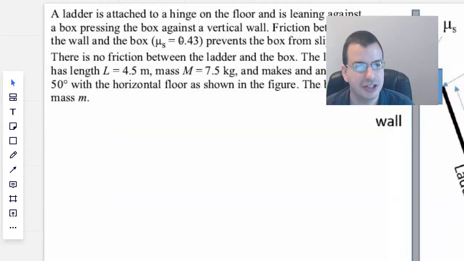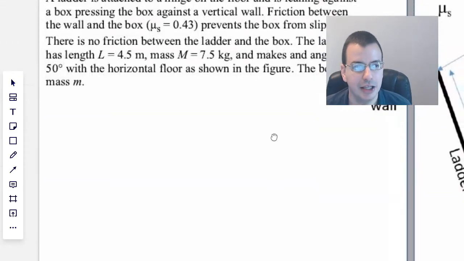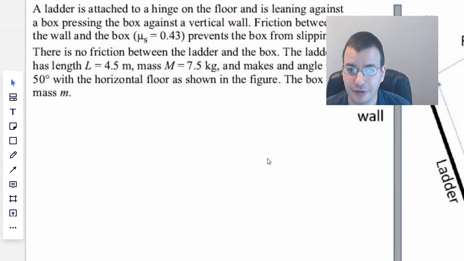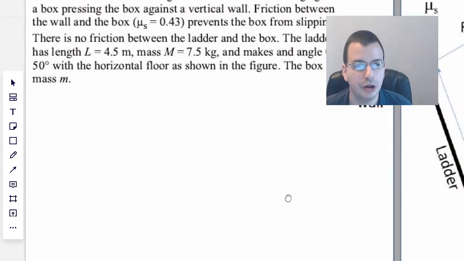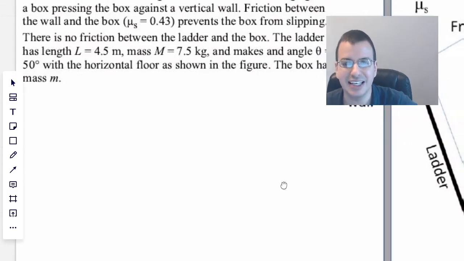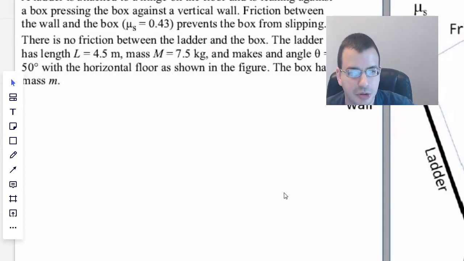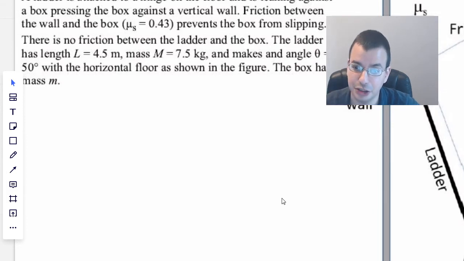A ladder is attached to a hinge on the floor and is leaning against a box, pressing the box against a vertical wall. I guess most walls are vertical. Friction between the wall and the box is mu static of 0.43, and this prevents the box from slipping. There is no friction between the ladder and the box, which is good. Well, convenient for calculational purposes.